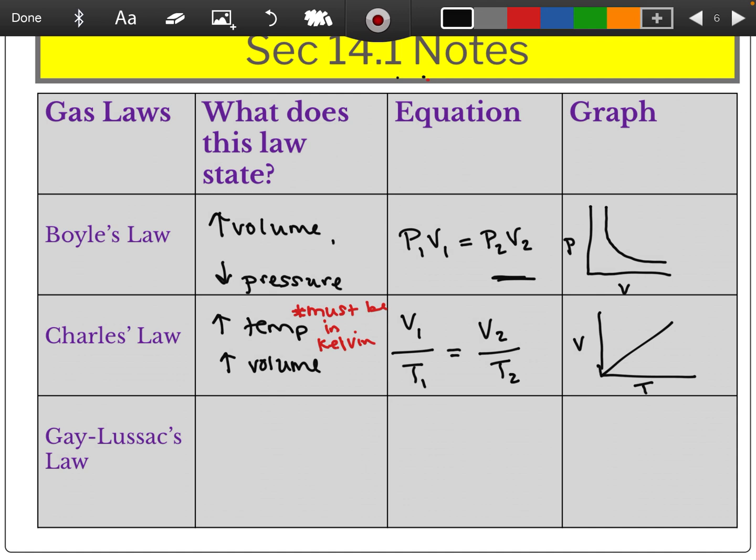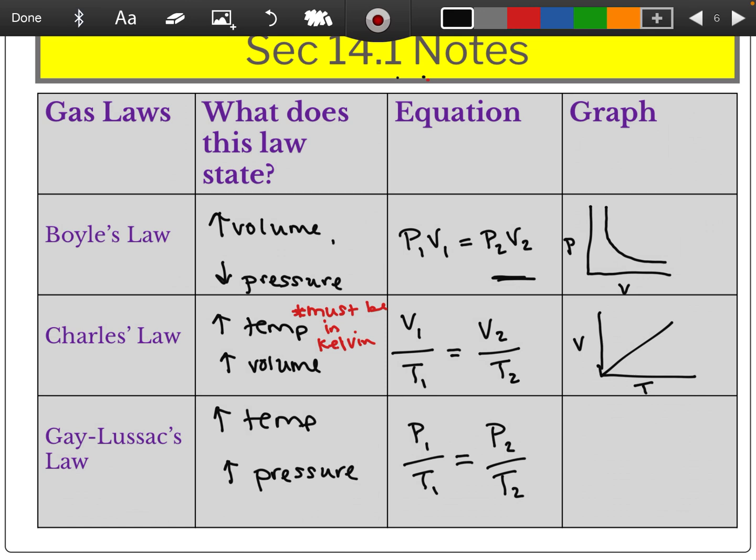All right, Guy-Lussac's law relates pressure and temperature. As you increase the temperature, now this would be assuming that volume stays constant. So if you increase the temperature of something in a container that cannot expand or contract, then the pressure is going to increase as well. So as you increase the temperature, you're going to increase the pressure. Since this is also a direct relationship, our equation is P1 over T1 is equal to P2 over T2.